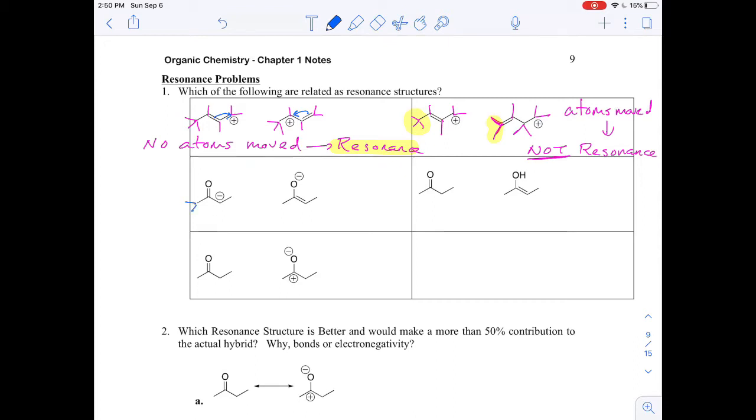So 1, 2, 3, 4. It's a negative, so I need dots. And then 1, 2, 3. Here I'd have 1, 2, 3, 4. 1, 2, 3, 4. 1, 2, 3. What do you see? It looks the same to me. So this is a resonance.